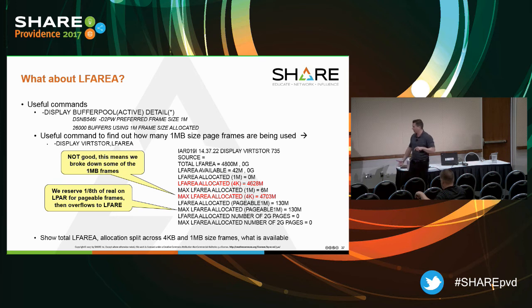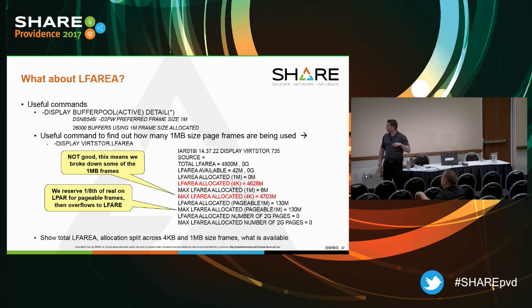This customer implemented it and said, I put about 4.8 gig of LF area, and DB2 is not using it for the buffer pools, because I did a display command here on the buffer pool, and I can see that frame size preferred is 1 meg, and he's using only 4K. Why is this? So I asked for the output for this report, and this is his output. He's not here, but Cliff knows who he is.